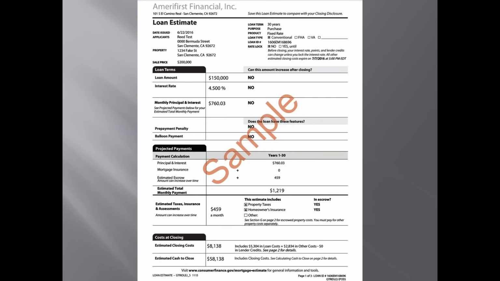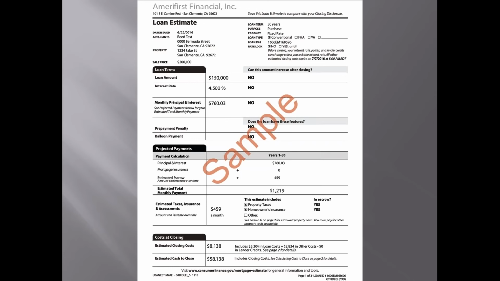This is a sample of your loan estimate and what it's going to look like when it goes out to you. Far left-hand corner, you guys, you're going to have your sales price, you're going to have your loan amount, interest rate, monthly principal and interest payment. Now, a couple things that I want to note on here, okay? It's always going to project the monthly payment, including monthly property taxes and an estimate for monthly homeowners insurance.